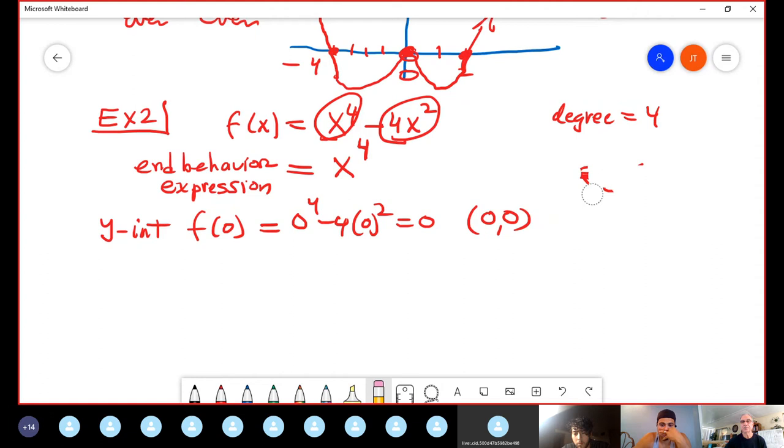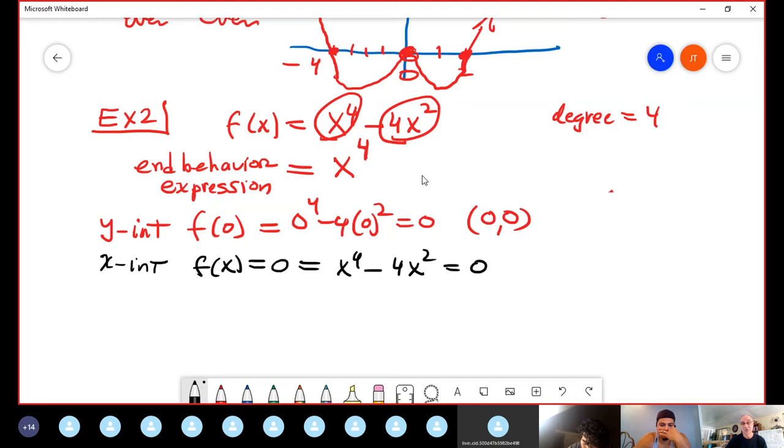Okay. Now, let's go to the x-intercepts. The formula is f(x) equal to 0. In other words, it's x to the 4th power minus 4x to the 2nd power equal to 0, and you solve this equation. Is there a common factor? Yes, x squared is a common factor. x squared times (x squared minus 4) equal to 0. And this is the difference of squares again: (x plus 2)(x minus 2) equal to 0.